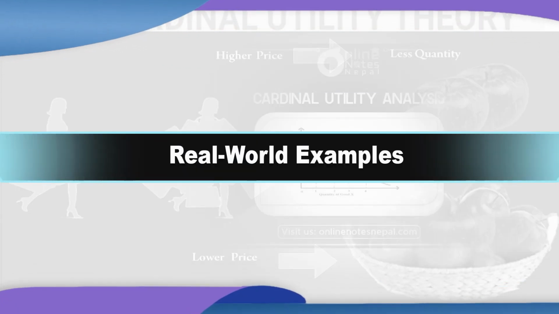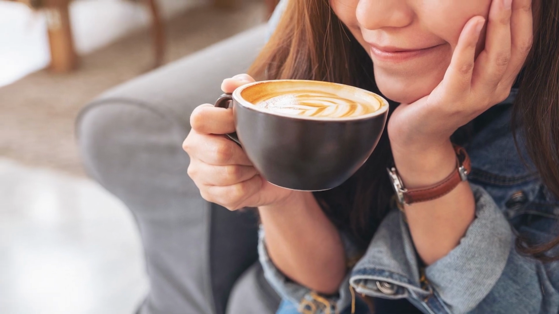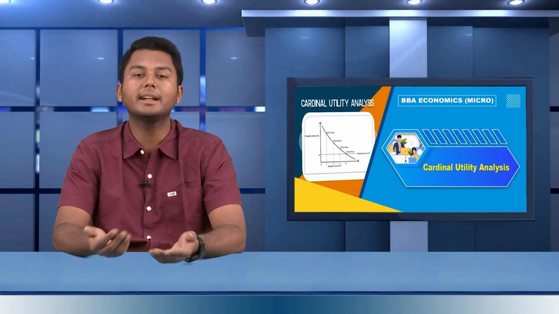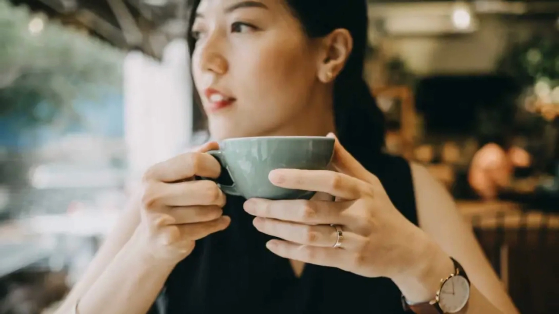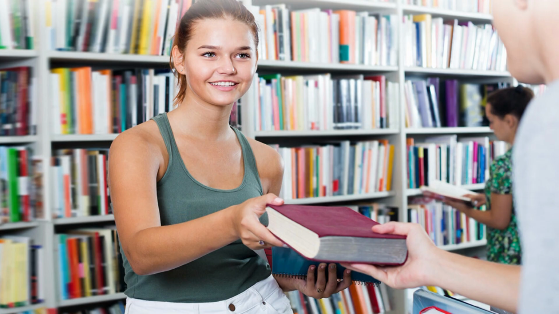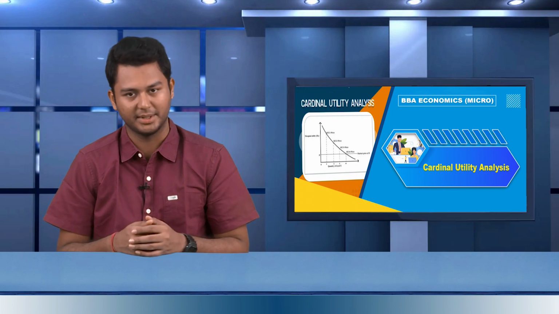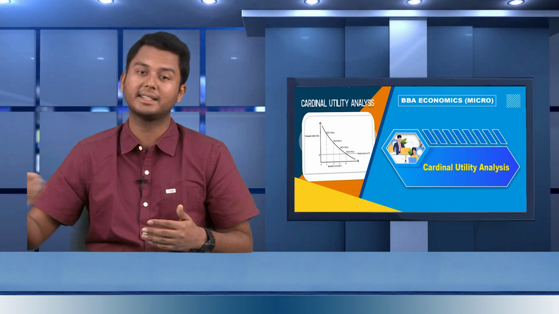If we look at real world examples, consider your daily coffee consumption. The first cup in the morning might be absolutely essential and provides enormous satisfaction. The second cup might still be enjoyable, but by the 5th or 6th cup you might feel jittery and get little additional pleasure or even negative effects. Similarly, when you are shopping for books, the first book you buy might give you the greatest satisfaction. The 10th book purchased on the same day might provide much less additional happiness, especially if your budget is limited and you are giving up other things that you need.